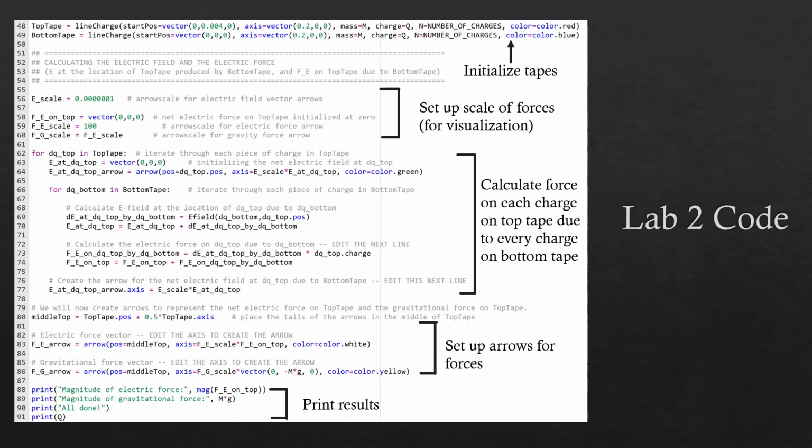And then this middle component is the most important part of my code. It calculates the force on each charge on the top tape due to every charge on the bottom tape. That's why there's two for loops. It sums that up, and then it prints that out using these print statements, and then this section just sets up the arrows for the visual diagram.